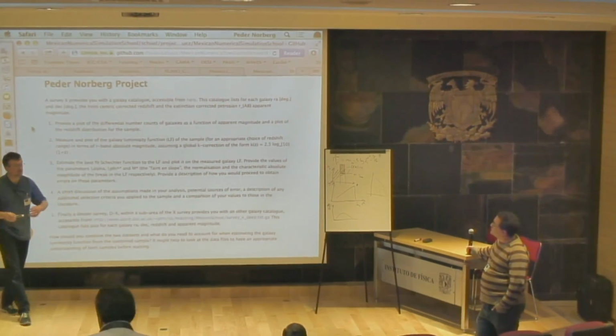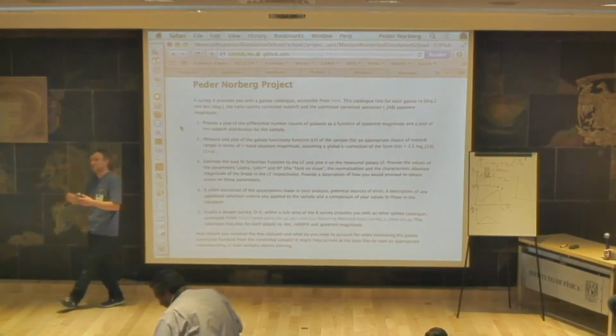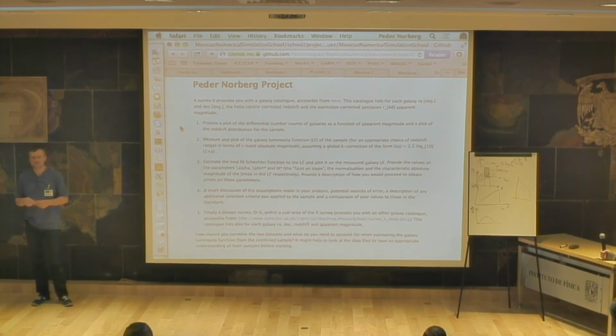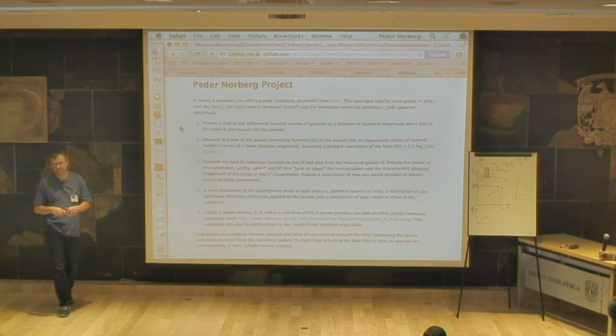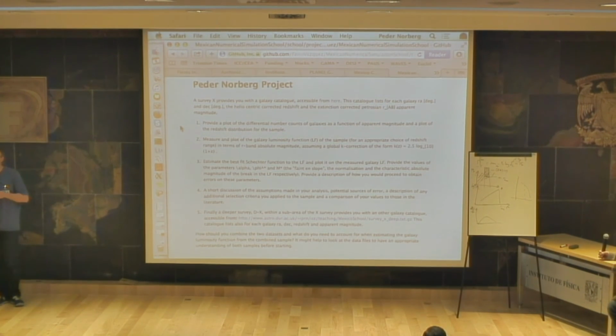The Vmax would require you to actually measure the maximum volume over which you can see a galaxy. It's not difficult, but it requires more coding. And so anyway, that was the project.